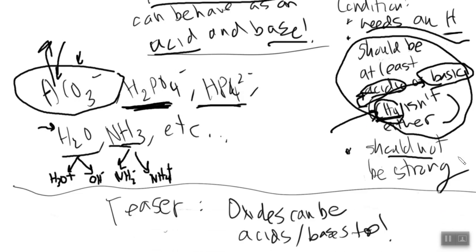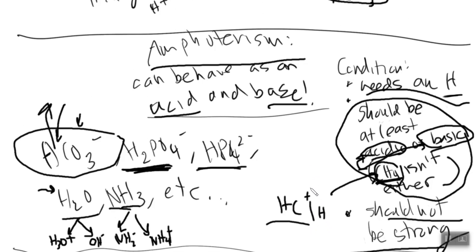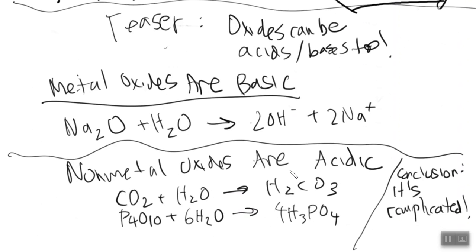Now, it should not be strong. Something like HCl is going to be an acid. Yeah, it could accept another H, I guess, but we don't usually consider strong things to be amphoteric. So there's a little recap of that.